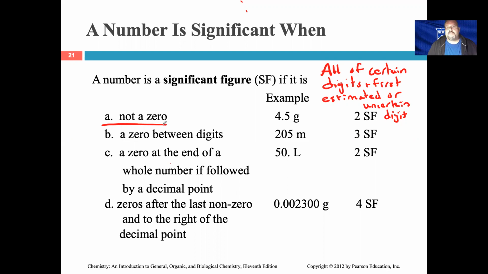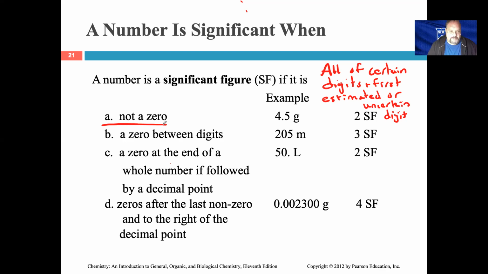Okay, so now let's talk about the zeros. Letter B, a zero between two non-zero digits is always significant. That's whether the zero is to the left of the decimal point or to the right of the decimal point. If the zero falls between two non-zero digits, those zeros are significant. So in the number 205 meters, the 2 and the 5 are significant because they are not zero, and the 0 in between is significant because it's between two non-zero digits. So 205 meters would have three significant figures.